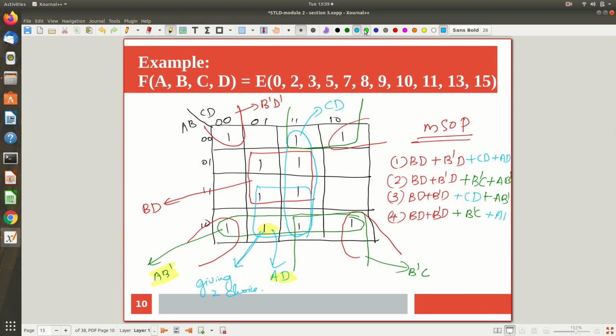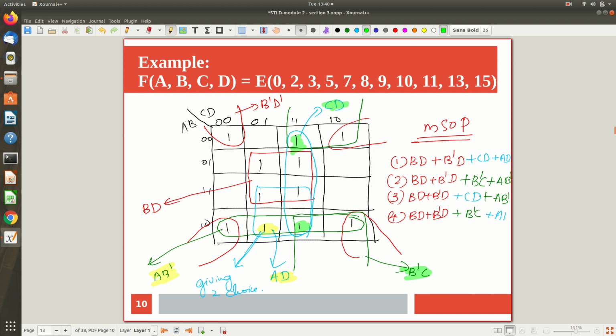Similarly, another highlighted one is this one and this one together. These two ones together are giving me two choices. That means I can either go with the CD or I can go with the B dash C. So like that I am totally getting four different minimum sum of product expressions. So the conclusion is that a minimum sum of product expression is not unique.